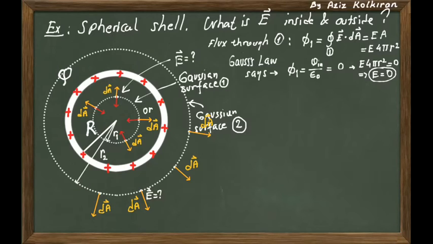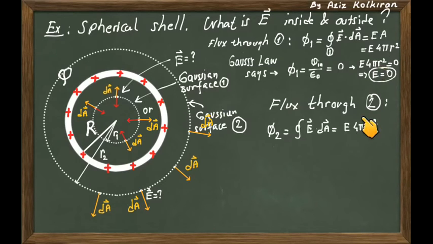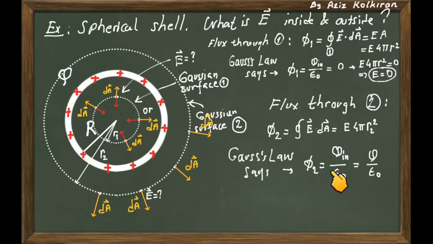So it's very easy to calculate the flux again. The flux through surface 2 is exactly the same. It is just the electric field strength times 4πr2², where r2 is the distance from the origin, or the radius of the second Gaussian surface. So Gauss's law says that this flux is nothing but the charge inside divided by epsilon 0. This flux is equal to the charge inside of this Gaussian surface divided by epsilon 0. But the charge inside is just the total charge, which is symmetrically distributed over the spherical shell, and this is equal to Q divided by epsilon 0.